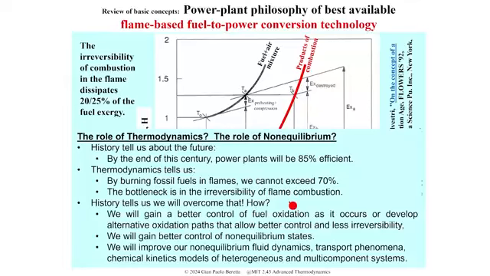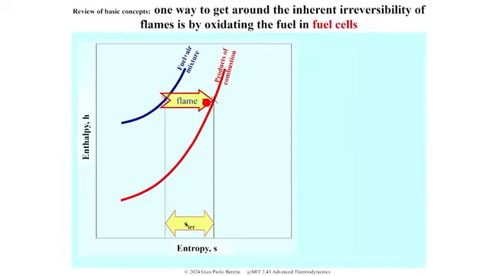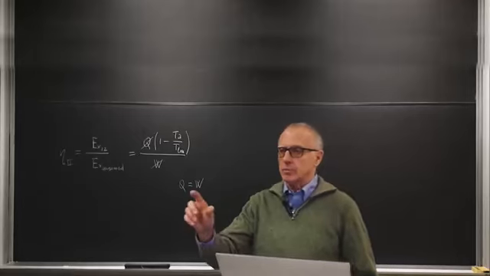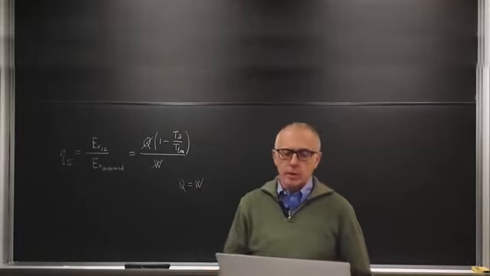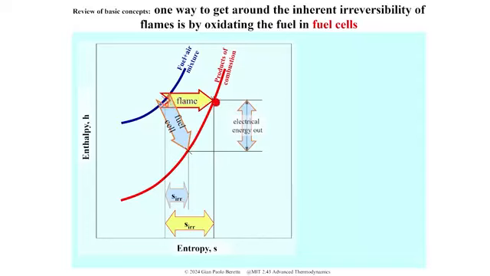And this is why people realize that, of course, and they are working on developing alternatives to this way of burning. Instead of the flame, for example, with fuel cells, you oxidize your fuel while you are also extracting electrical energy. Because, you see, in order to avoid the irreversibilities, you need to be quick.